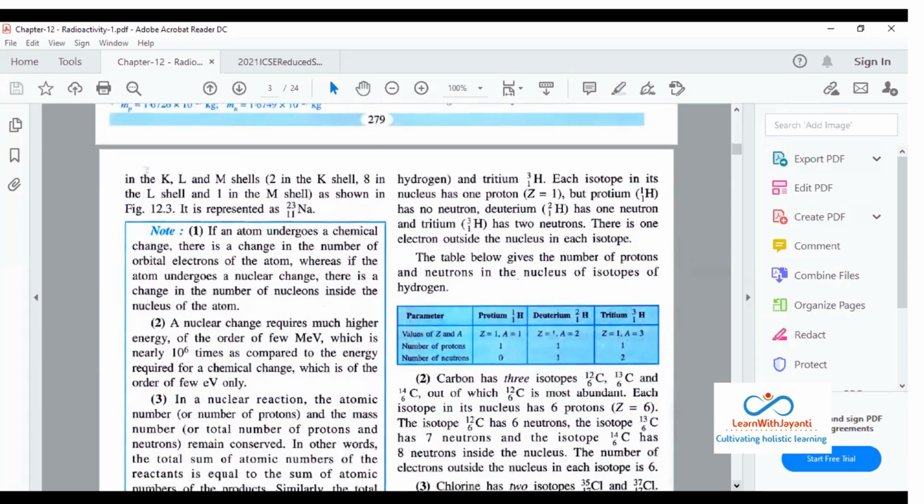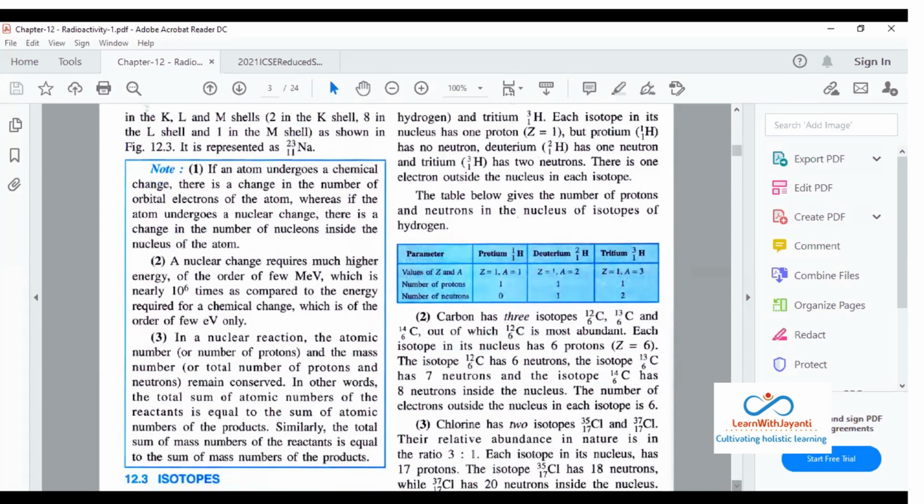You have already studied this. Now let's understand the language of chemistry. Now let's see the note. This is very important because sometimes questions come from these parts only. If an atom undergoes a chemical change, there is a change in the number of orbital electrons of the atom. Whereas if the atom undergoes a nuclear change, there is a change in the number of nucleons inside the nucleus of the atom. Do you understand? A give-reason question has come from this. This is very important. They may ask you the difference between a chemical change and a nuclear change which an atom undergoes.